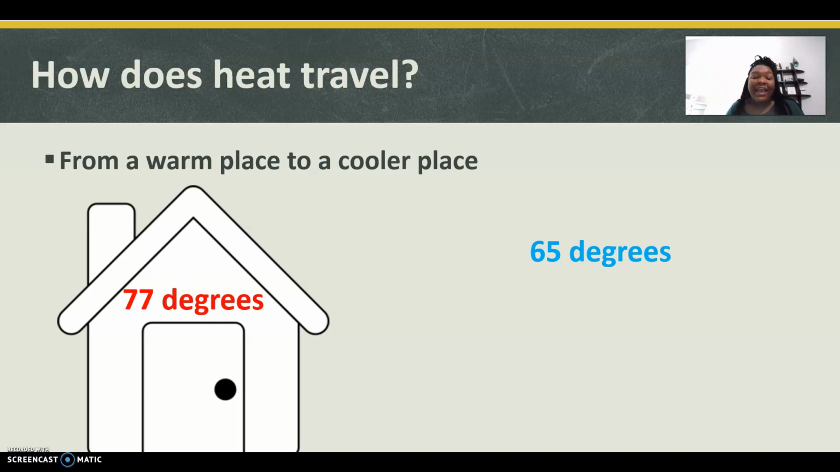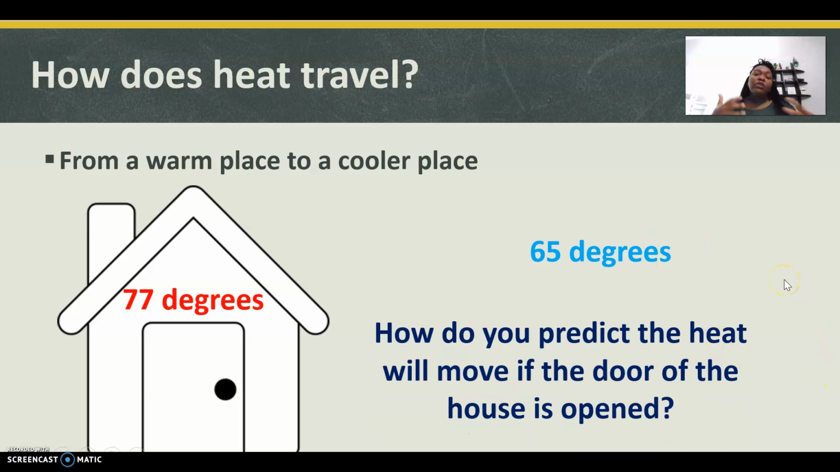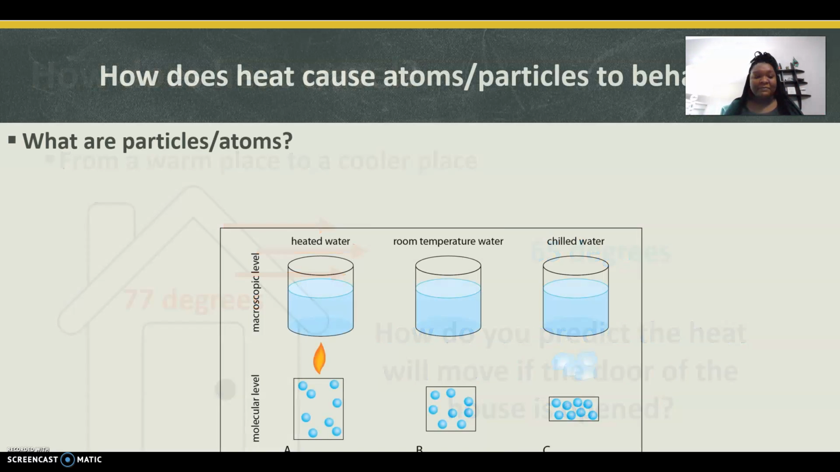The question Miss Neville has for you is, please write this question down: how do you predict the heat will move if the door of the house is open? Well, if you said that heat will move from the inside of that house to the outside of the house, you're correct. And why is that? It's because heat will always travel from a warmer place to a cooler place.